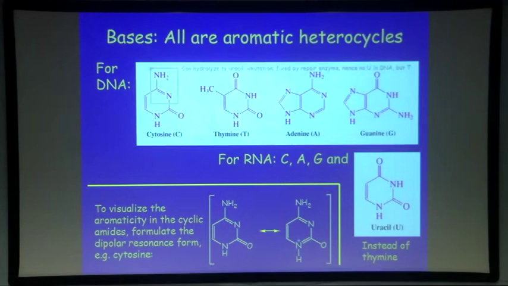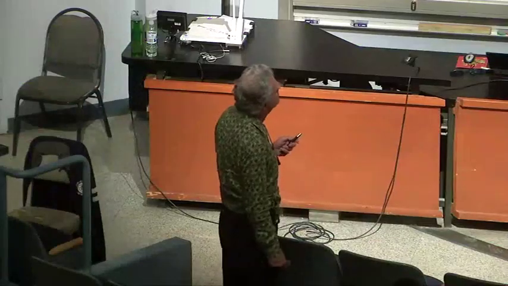This one here is easily recognized. That's like an indole derivative, where 3 of the carbons of indole are now replaced by pyridine-type nitrogens. You count the electrons, it's 10 electrons. 4n plus 2, Hückel's rule, aromatic.